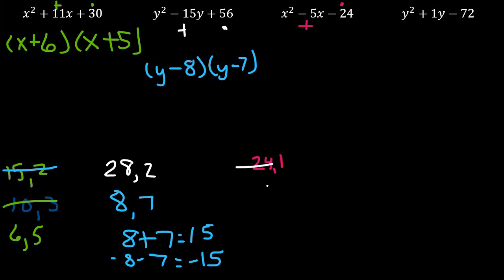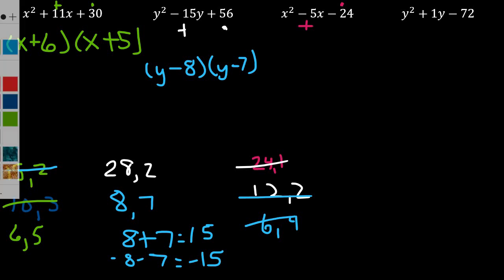Let's do the next one as 12 and 2. Well, 12 plus 2 is 14, and 12 minus 2 is 10, so that doesn't work. We've got to think of another set of numbers that multiply to 24. What about 6 and 4? 6 times 4 is 24, and we would need one of those to be negative, but there's no way to get this to add up to negative 5 or even positive 5. 6 plus 4 is 10, and 6 minus 4 is 2, so we can cross that one off.